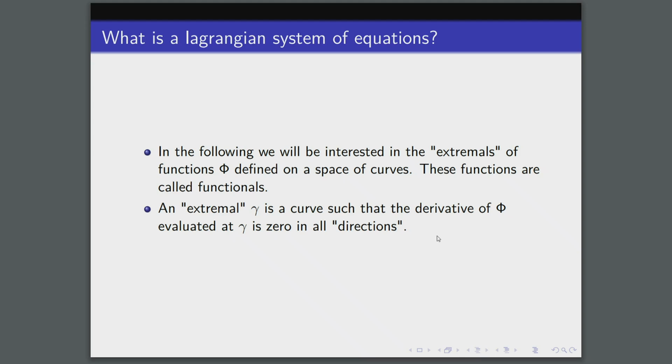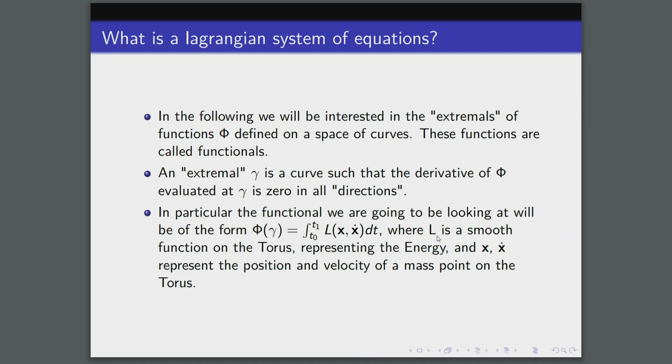You can think of it as, if you're taking a normal function of a real variable, then it's a stationary point. So in whichever direction you go, the derivative is 0. In particular, the functional that we are going to be looking at will be of the form that I give here. L will be a smooth function on the torus, which will represent the energy. It will depend on the location and the derivative, in some sense, given in local coordinates on the manifold, which in this case is the torus.